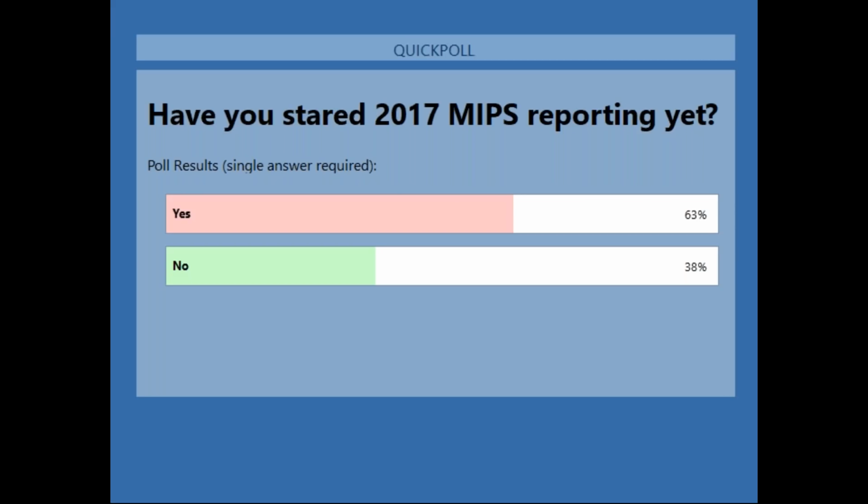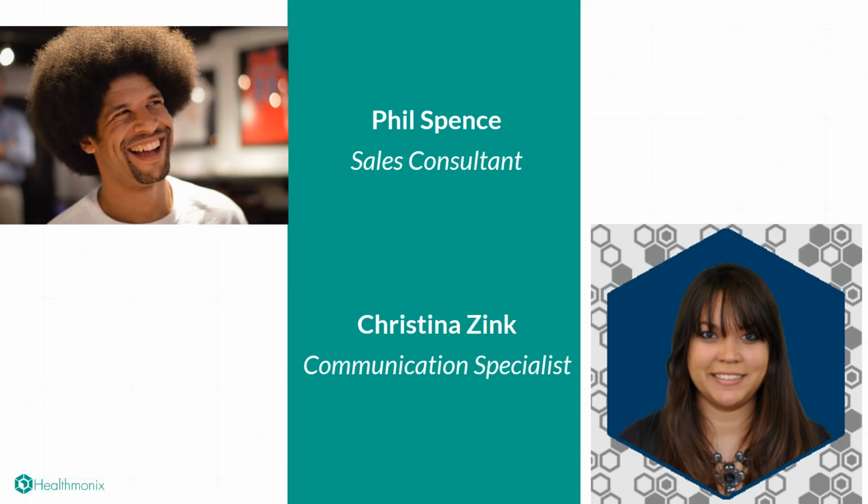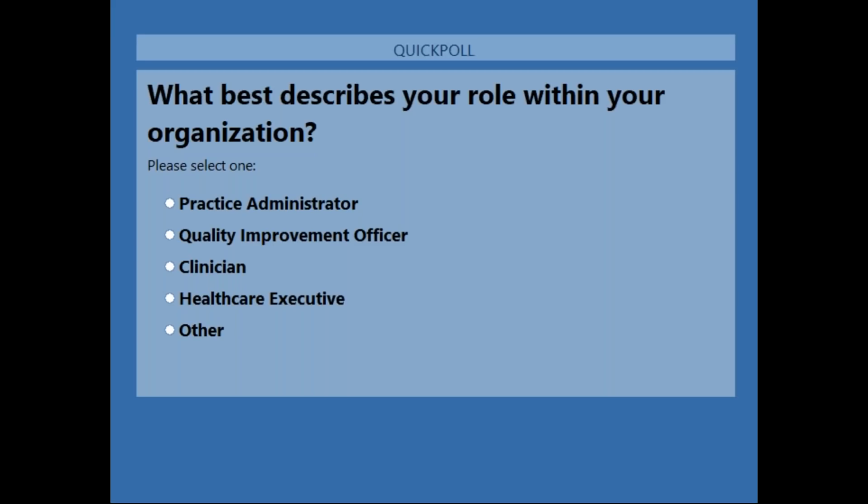So the majority of attendees have already started reporting MIPS for 2017. That's great. We interpret that as you already are familiar and somewhat comfortable with the reporting requirements, so we won't take as much time reviewing what you should already know for MIPS for 2017 as we look at the transition to 2018. And our second and final poll question, what best describes your role within your organization? Again, if you could just respond with the most appropriate answer for you, this is going to adjust how we address some of the information as we understand the approach you take will be a little different based on your role within your organization.